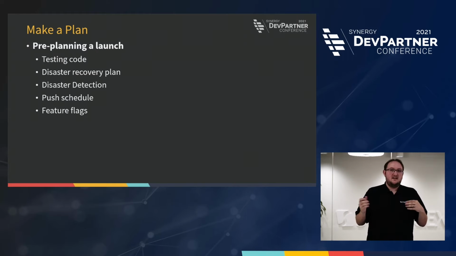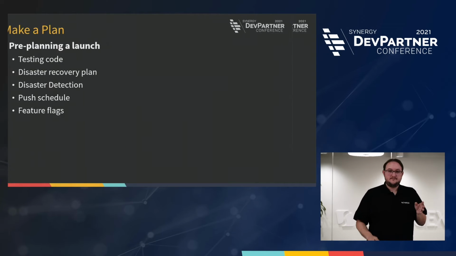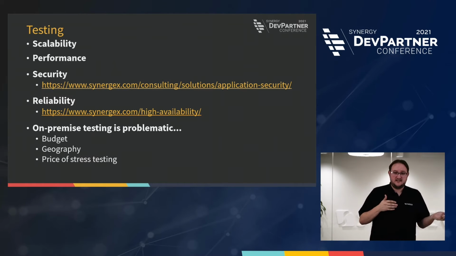Maybe we didn't test enough. Maybe we just didn't detect the problem before it was a big issue. Or maybe it just affected too many people and we weren't able to respond. And these are the kinds of things that you can address and that you should be thinking about when you're planning out your launch. So let's first talk about testing.